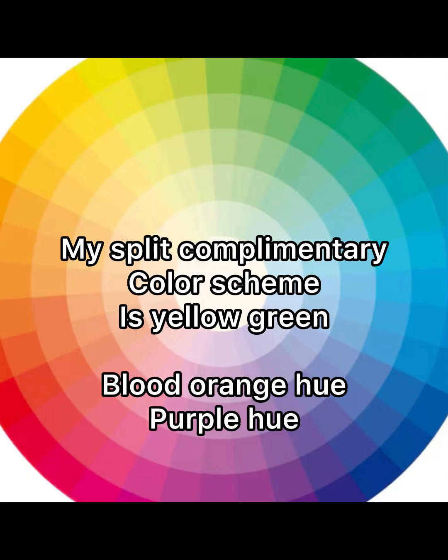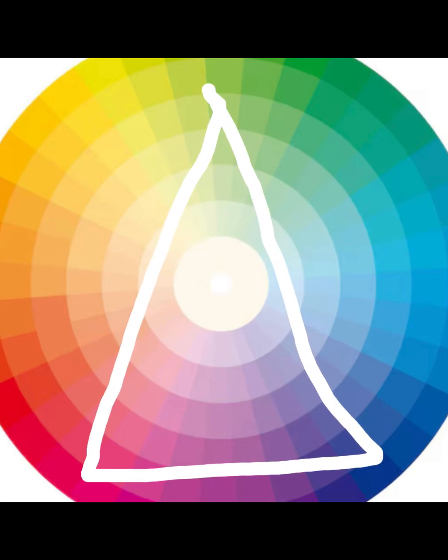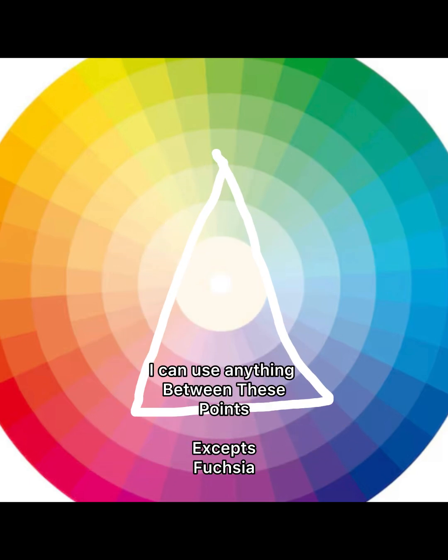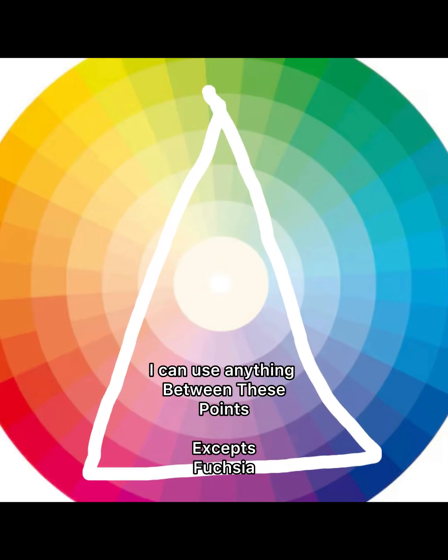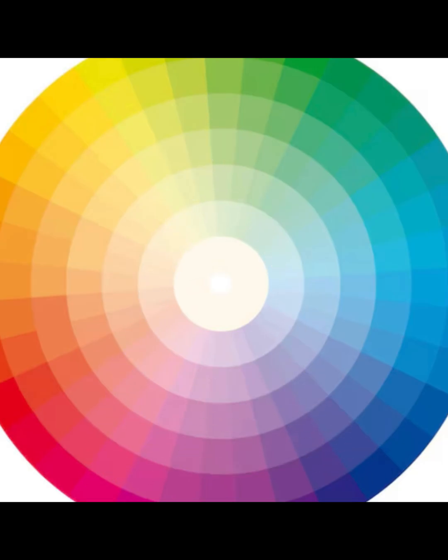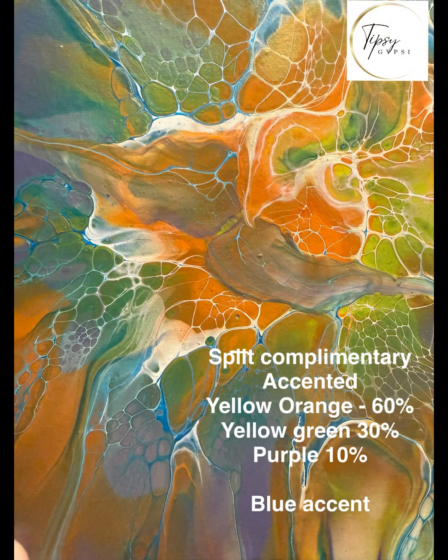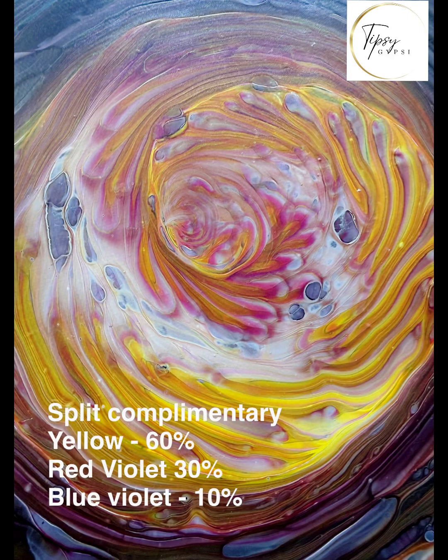So my split complementary color scheme is yellow-green, and anywhere between blood orange and purple hue, I have a huge space of colors I can use. I just can't use fuchsia, or else I'm just doing a complementary palette and not split complementary. Here's one with a blue accent, orange, green, and purple. Here's yellow, red, and violet.